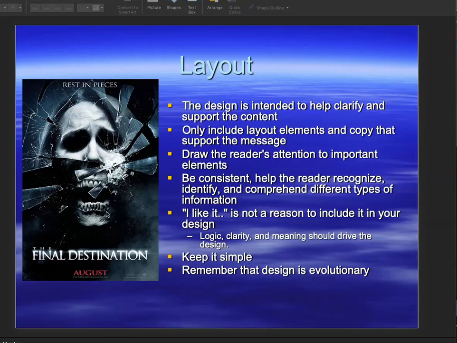Or let's say this skull was coming in and it was kind of this warm orange as opposed to the blue. It doesn't look right. So we're being very consistent here, okay? Which is what we want.